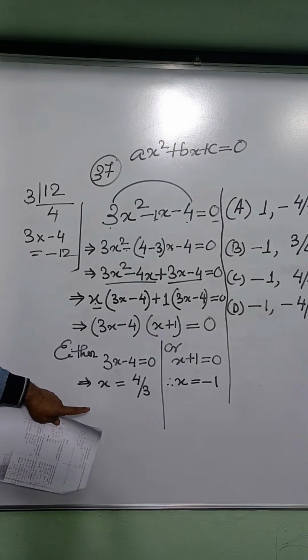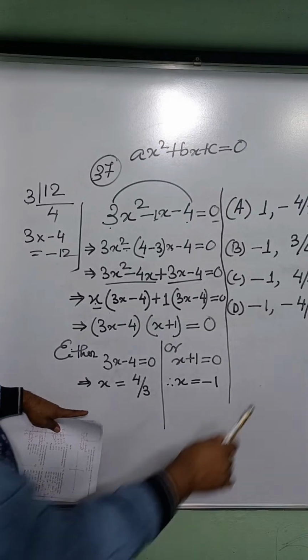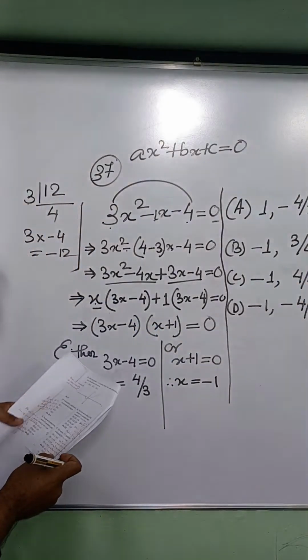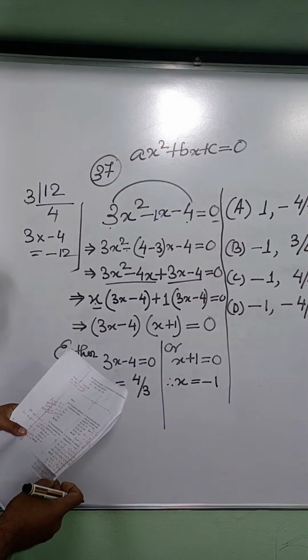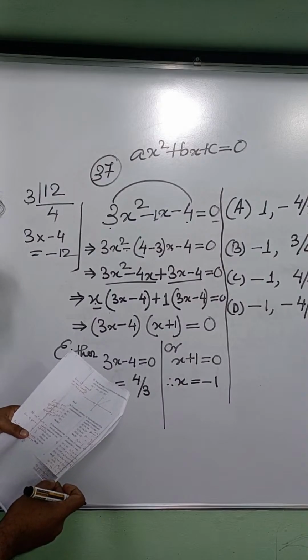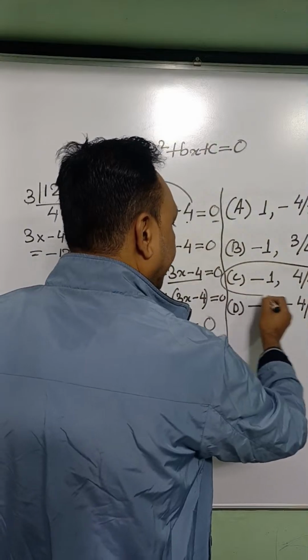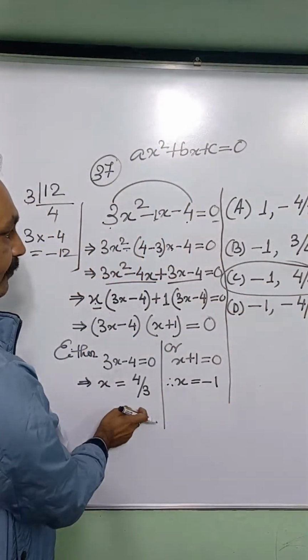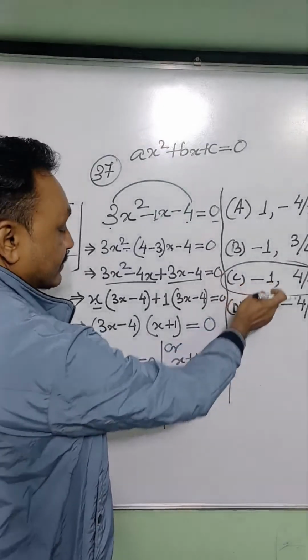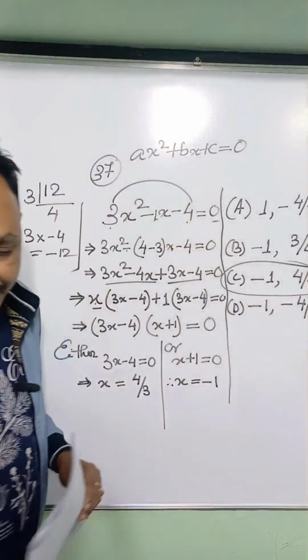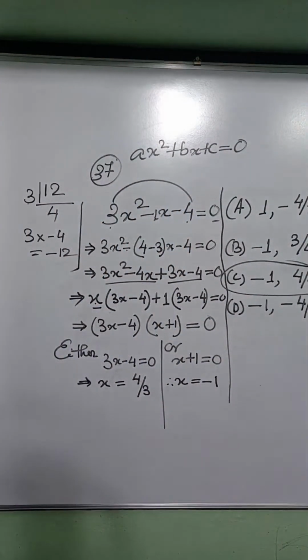So which one will be the correct answer? Options: 3 by 4, minus 1. C, yes, this is the correct answer. Minus, then 4 by 3: first they have written minus and then 4 by 3. So this is the correct answer. Nothing else to do; you have to do the middle term factorization. If you do the middle term factorization, you will get the values of x, and those will be the zeros of the quadratic polynomial.